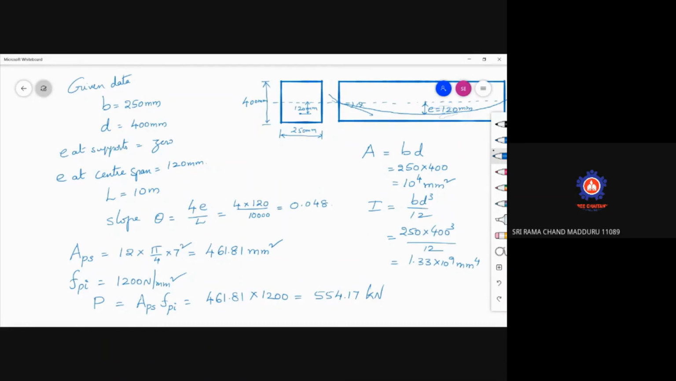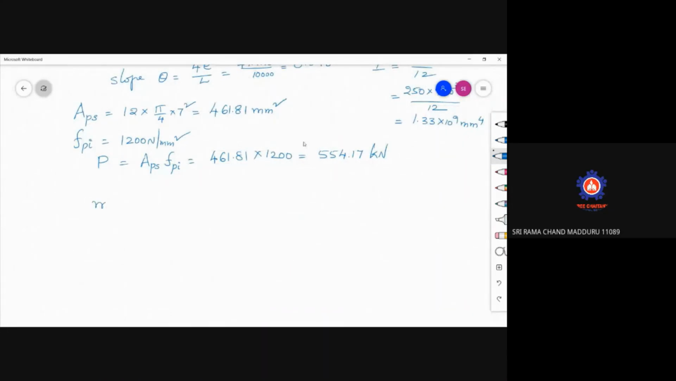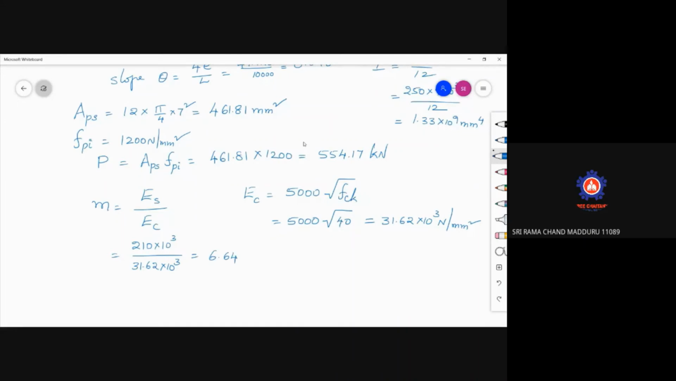Before that, first of all, we'll calculate the modular ratio. Modular ratio M is equal to ES by EC. Here EC is given as 5000 root FCK. The grade of concrete taken is 40. So modular ratio M is equal to ES, which is 210 into 10 cube Newton per mm square, by 31.62 into 10 cube. You will get the modular ratio M is equal to 6.64.